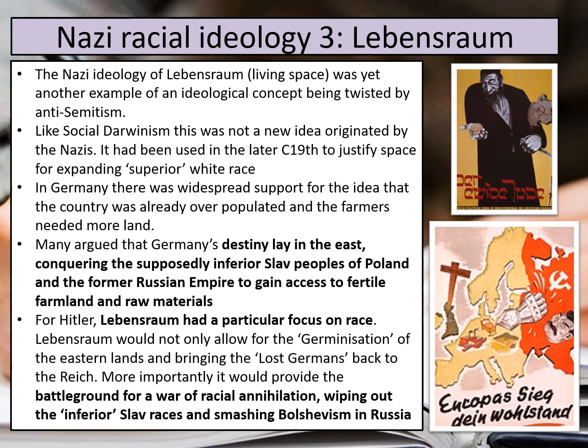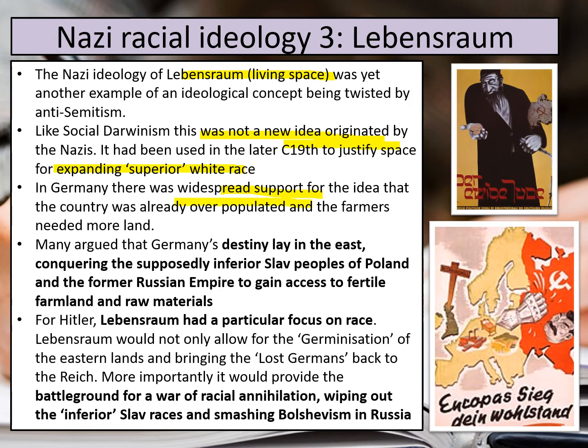The final area of Nazi racial ideology that you need to know about is this idea of Lebensraum, which is a German word which means living space. Now, like social Darwinism, this was not a new idea that was originated by the Nazis. It had actually been used throughout the later 19th century to try and justify space for the expanding and supposedly superior white race.